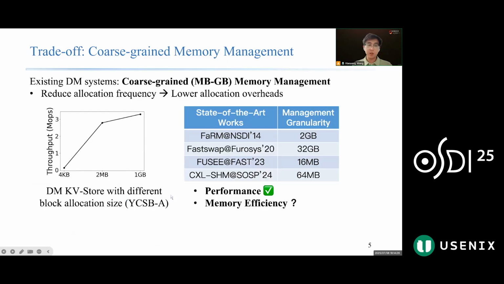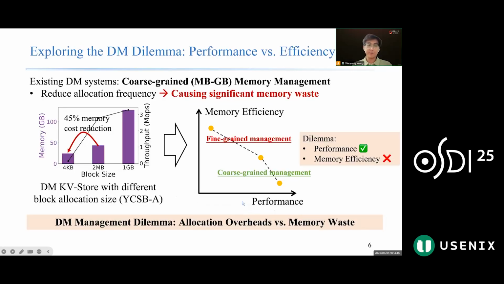However, this coarse-grained management approach can introduce significant memory waste, similar to previous huge page research papers, where applications with huge pages always cause more memory bloat. We have the same findings in DM management. For instance, in a DM KV store, using a 4 kilobyte allocation granularity can reduce memory fragmentation much more than coarser granularities, like 2 megabytes and 1 gigabyte.